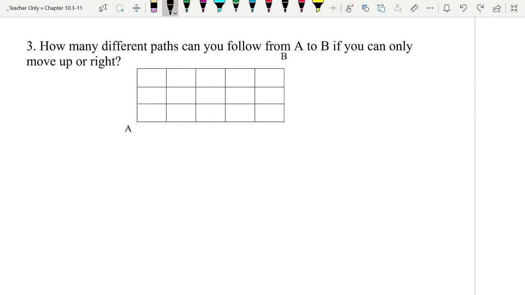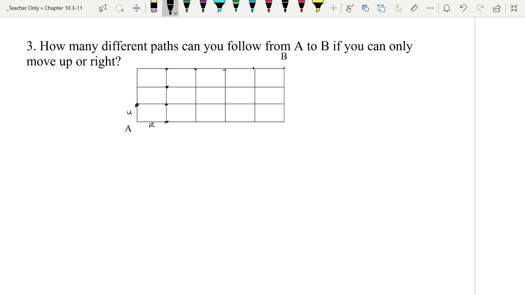So, for example, I could go to here, and then to here, and then to here, and then here, and then there, I've made it. Interesting. All right, let's see if we can count. This is about counting. If I go up first, I get to here. If I go to the right first, I get to here.